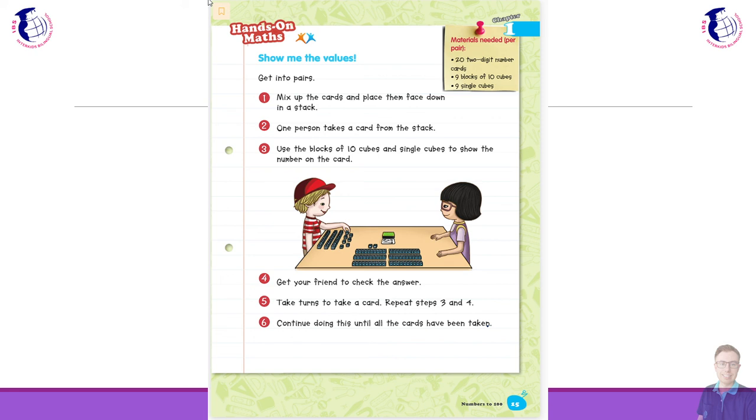Okay, this is an activity you can do at home if you have the cubes and the cards to do so. So have a read through it. If you have someone to do it with at home, that's something you can do at home.